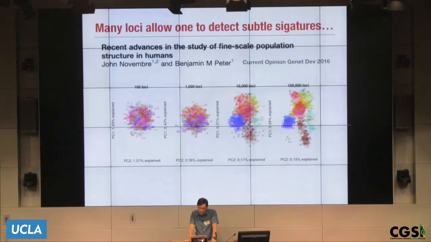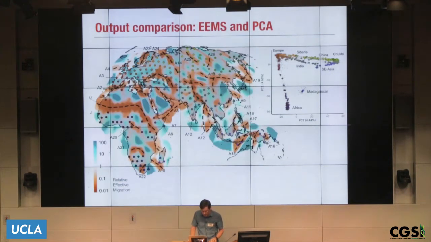Okay, so with that little primer, I want to start showing results from EEMS. This is the results from looking at Africa and Eurasia, the main area that we analyzed. I'm showing it next to a PCA plot, and I first just want to make some comments about PCA versus EEMS and what you see in each of them.